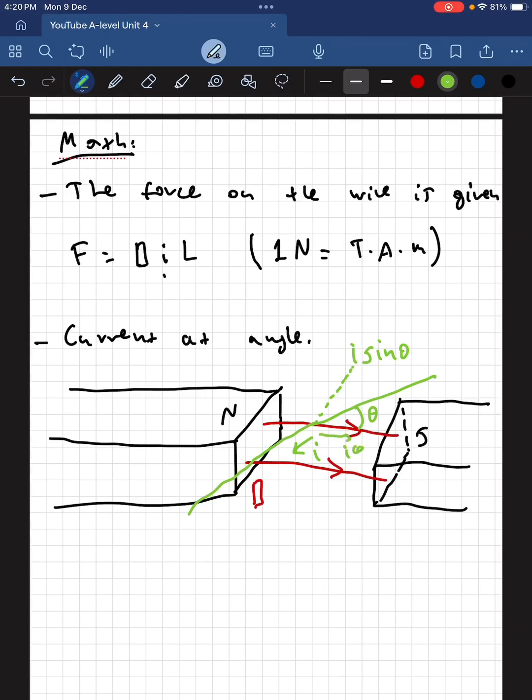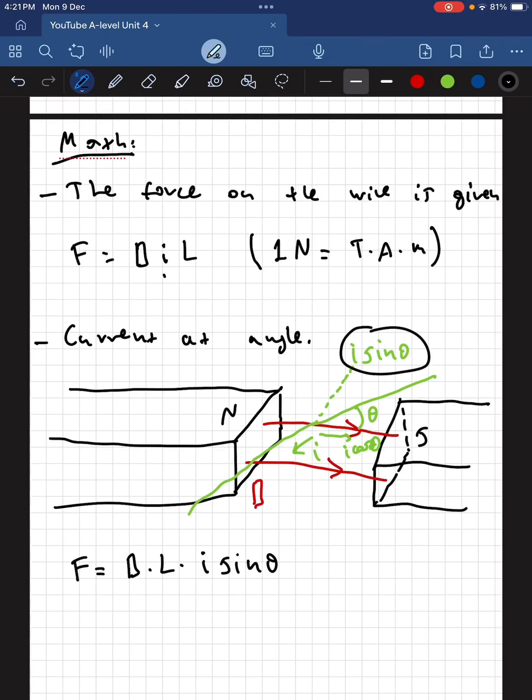And of course, there is a component I cosine theta that is parallel to the magnetic field lines. Anything parallel to the magnetic field lines, though, gives zero contribution to the force. So we only need this component, and we plug this component in the F equals BIL equation. So F is going to be B times L times the current that is perpendicular to the magnetic field lines, which is I sine theta.